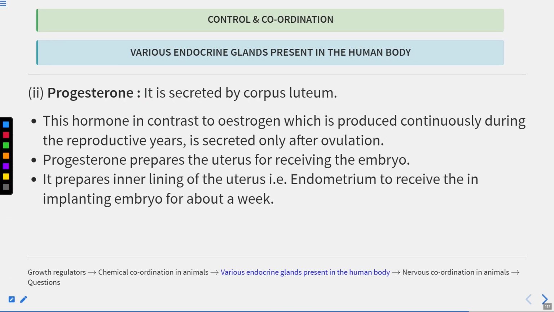Clear? Now, progesterone is secreted by the corpus luteum. Now, this hormone, in contrast to estrogen, which is produced continuously during the reproductive years, is secreted only after ovulation. Progesterone prepares the uterus for receiving the embryo, and it prepares the inner lining of the uterus, that is the endometrium, to receive the implanting embryo for about a week.